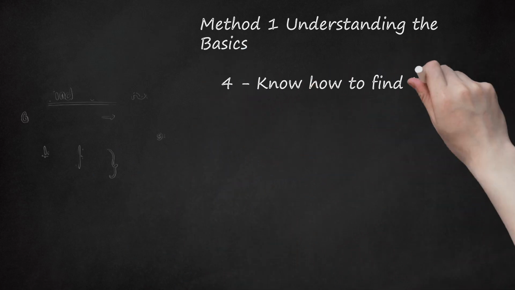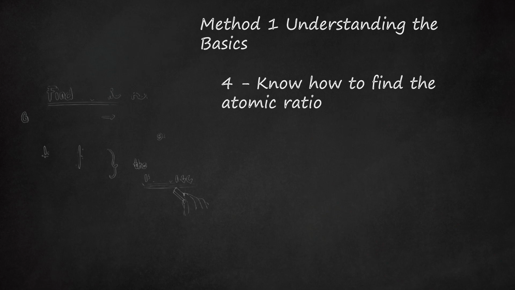4. Know how to find the atomic ratio. When you are working with a compound, you will have more than one gram atom to calculate. After you have found all of the gram atoms in your compound, look at all of them. To find the atomic ratio, you will have to pick out the gram atom that is the smallest out of all of the gram atoms that you calculated. You will then divide all of your gram atoms by the smallest gram atom.